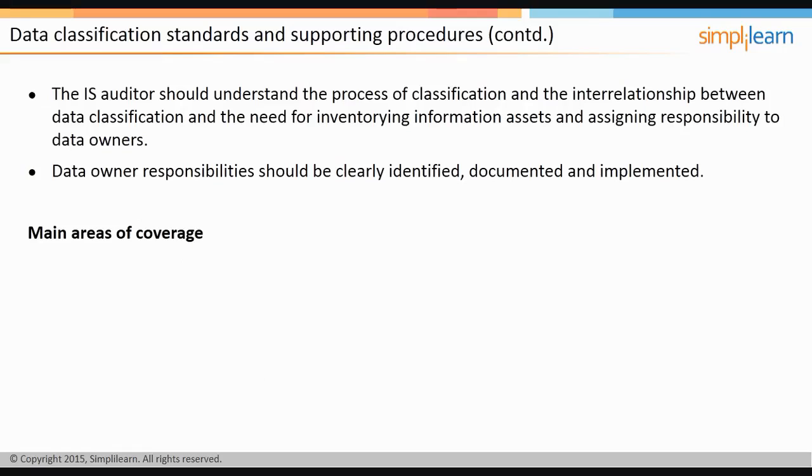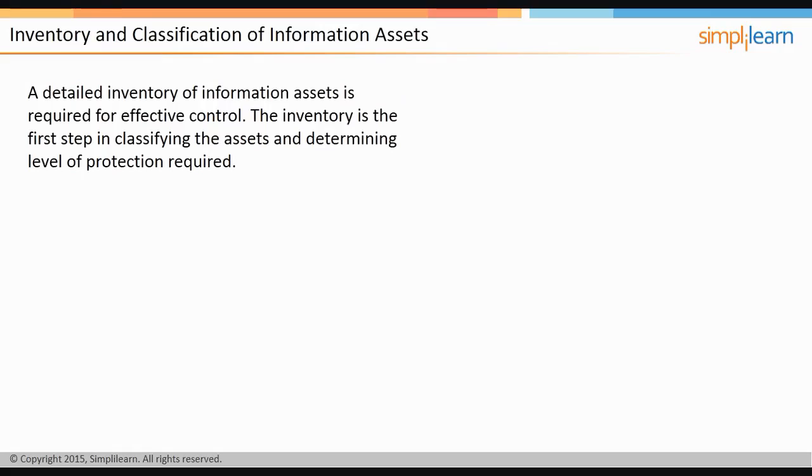Main areas to be covered here are inventory and classification of information assets. In the next screens, we will learn about inventory and classification of information assets. A detailed inventory of information assets is required for effective control. The inventory is the first step in classifying the assets and determining level of protection required.